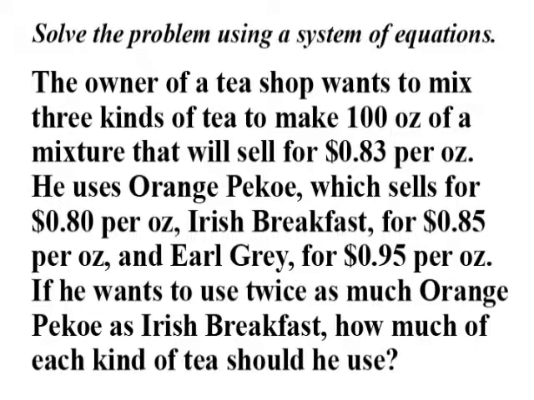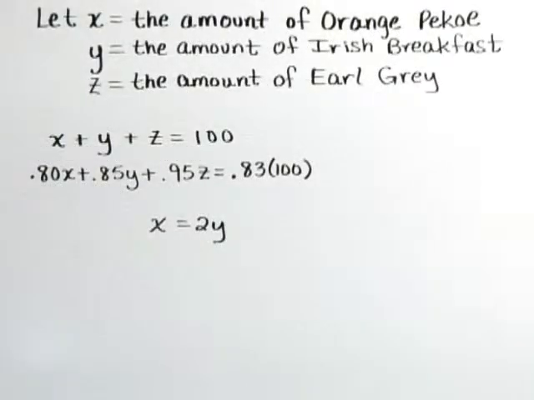If he wants to use twice as much orange pekoe as Irish breakfast, how much of each kind of tea should he use? We've read the problem carefully. Next, define your variables. Let's let x represent the amount of orange pekoe, y the amount of Irish breakfast, and z the amount of Earl Grey.